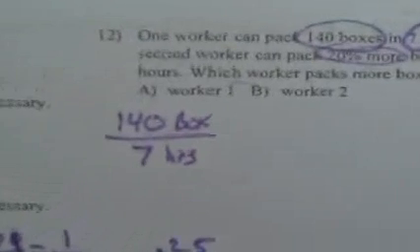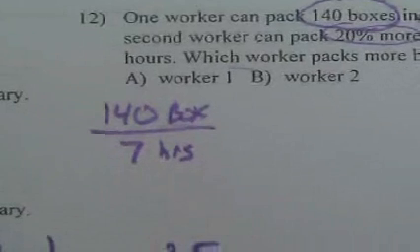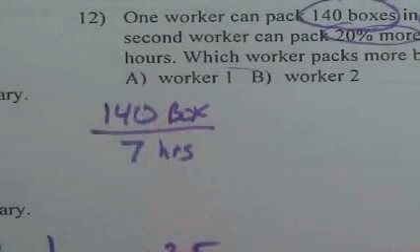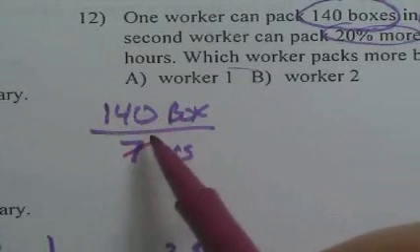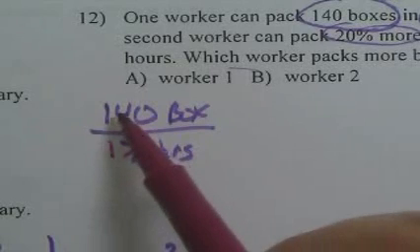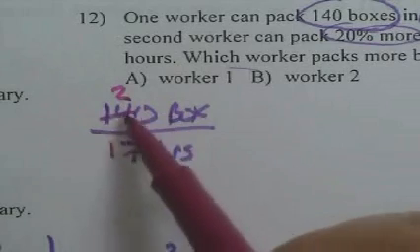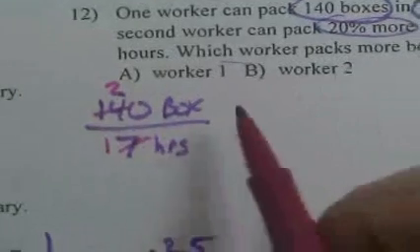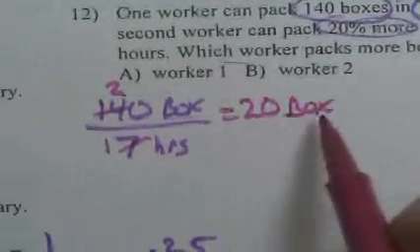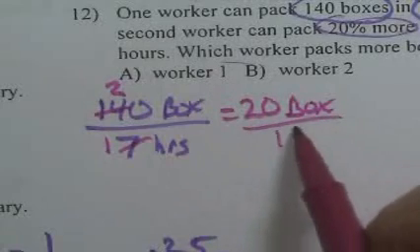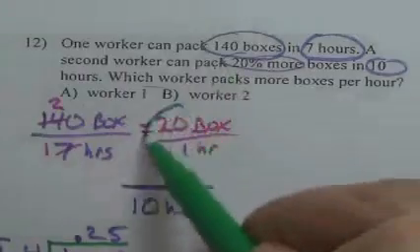Okay, well, the first worker can do 140 boxes in 7 hours. Now, that can be reduced. 7 goes into 140, doesn't it? Doesn't 7 go into 14? Right? 7 goes into 7 once. 7 goes into 14 twice. And so you have 20, right? 7 goes into 140 20 times. So this first worker does 20 boxes in 1 hour. That's their rate that they pack. Okay, so this is worker 1.